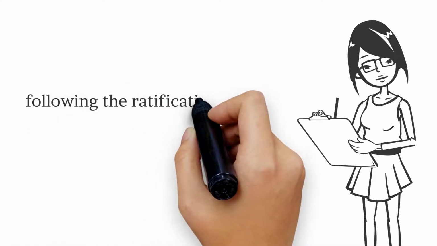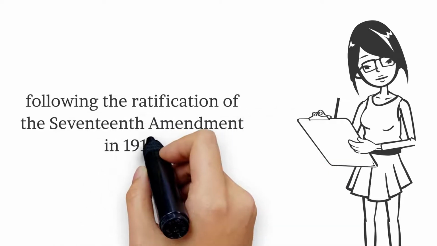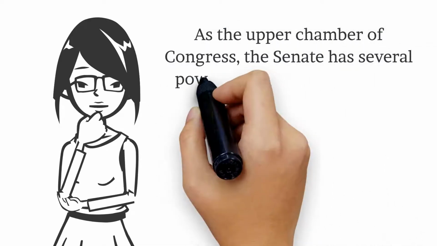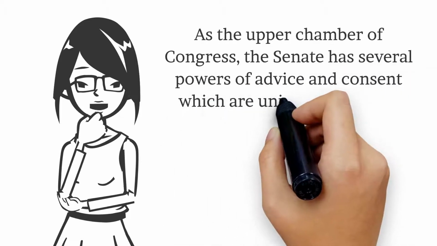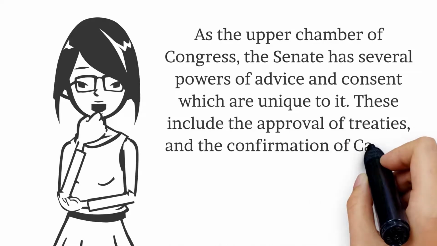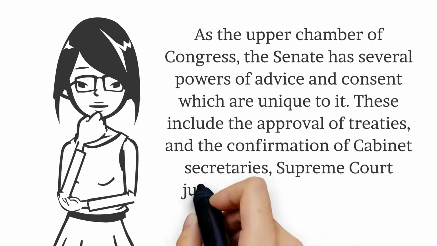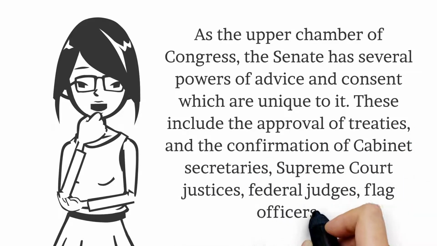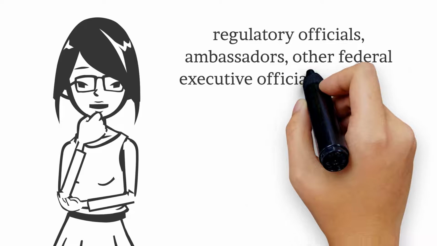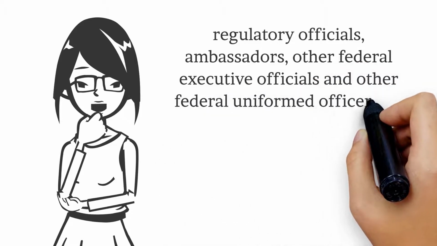Following the ratification of the 17th Amendment in 1913, as the upper chamber of Congress, the Senate has several powers of advice and consent which are unique to it. These include the approval of treaties, and the confirmation of cabinet secretaries, Supreme Court justices, federal judges, flag officers, regulatory officials, ambassadors, other federal executive officials and other federal uniformed officers.